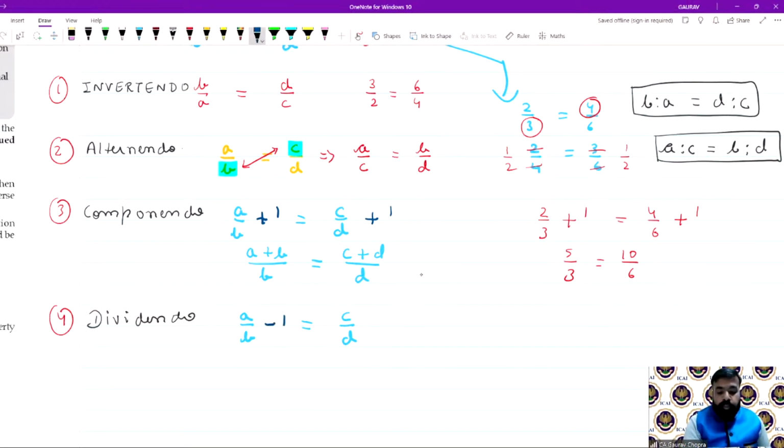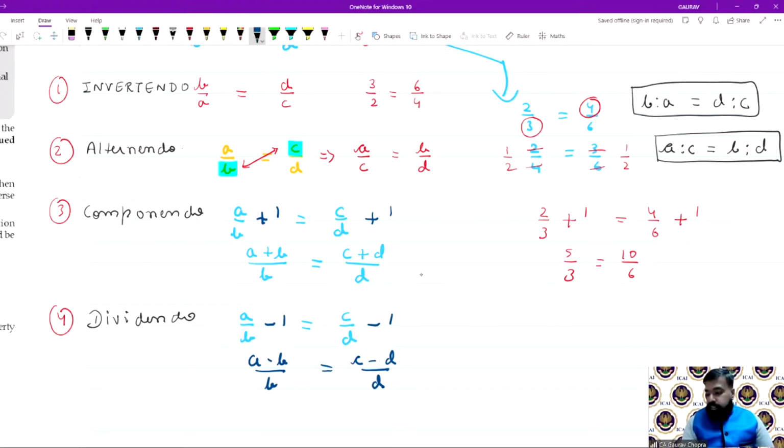So minus 1 and minus 1. Subtracting 1 from both the sides, if we do A minus B, what will come? A minus B by B, and on the other side, it will be C minus D upon D. So after subtracting 1 from both sides, it will remain equal.